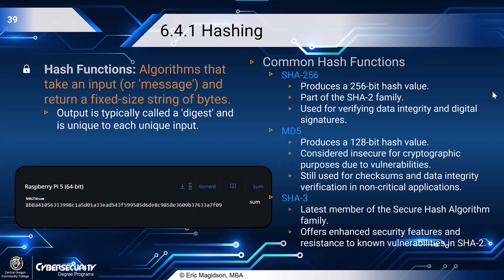Hashing is essentially an algorithm that takes an input, a message, a file, whatever it is, and returns a fixed size string of bytes. The output is typically called the digest. Common hashing functions are SHA-256, MD5, and SHA-3. SHA-256 gives 256-bit hash values, MD5 gives 128-bit, and SHA-3 is the successor to SHA-2.